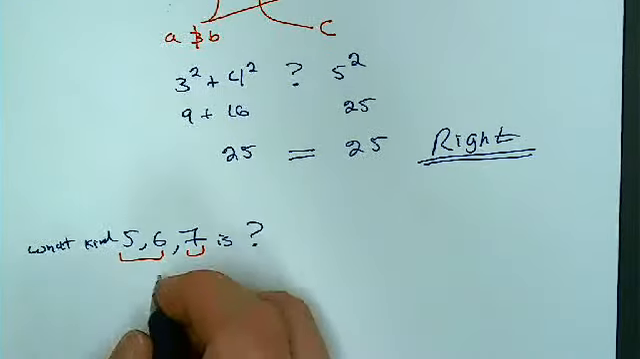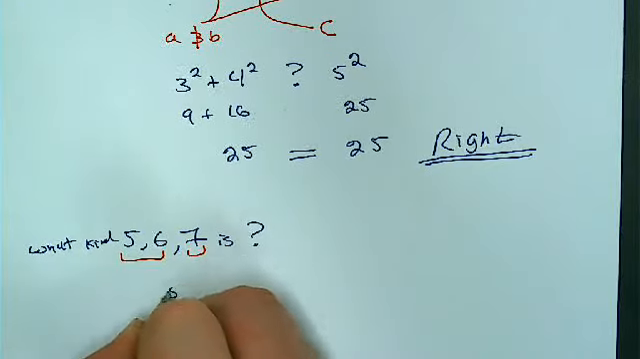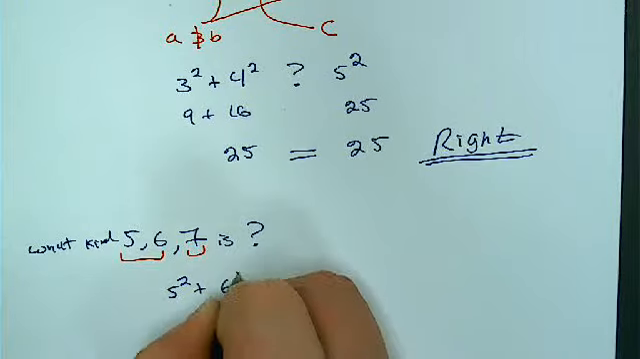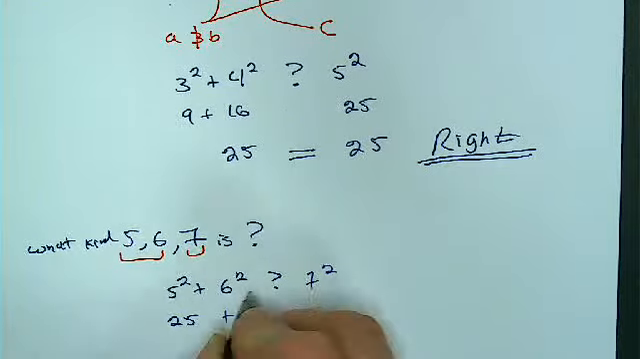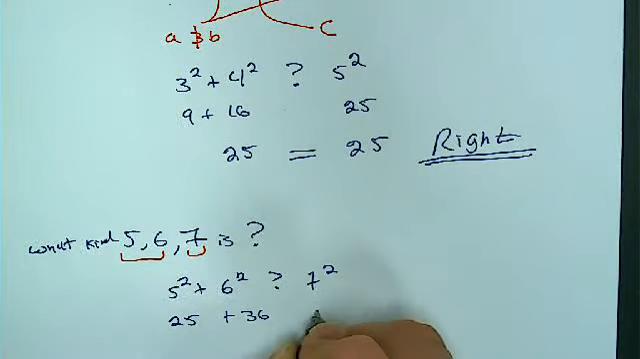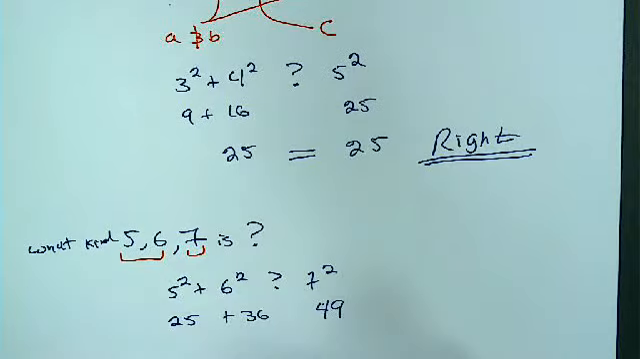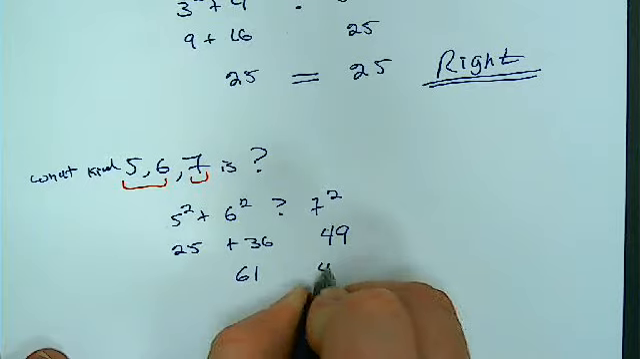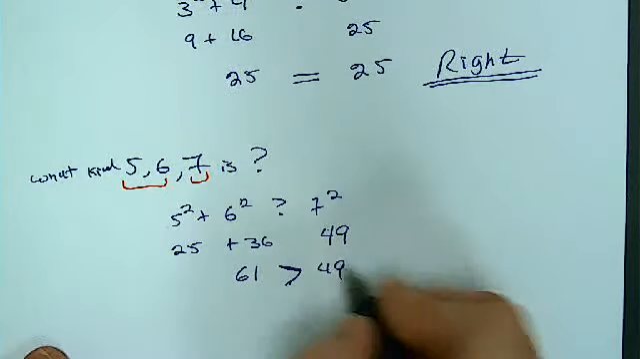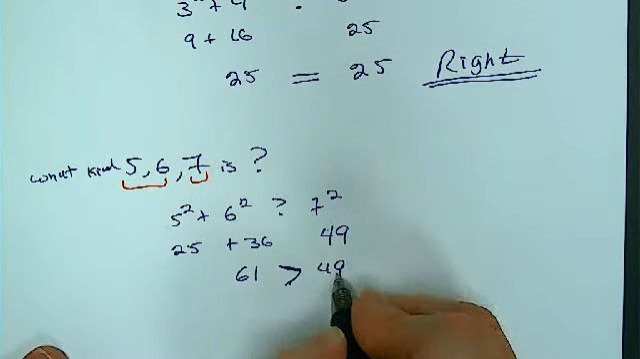So now we check our A squared, B squared, and C squared. 5 squared plus 6 squared compared to 7 squared. So 25 plus 36. How does that compare to 49? Let's see, 61 is greater than 49, so since C squared is less, it's acute.